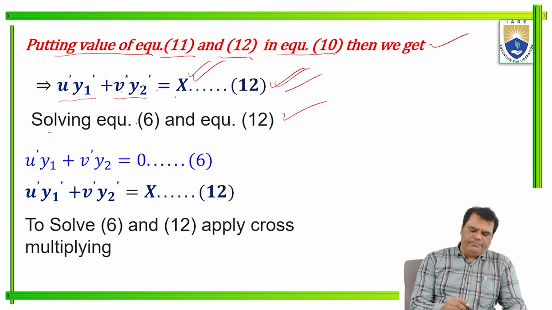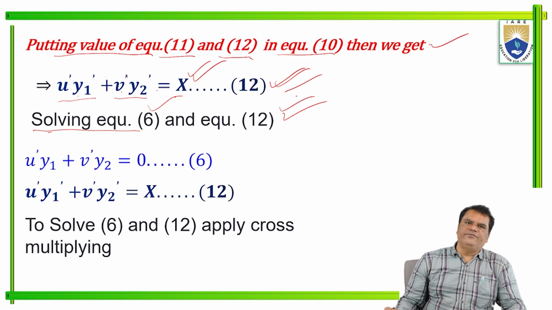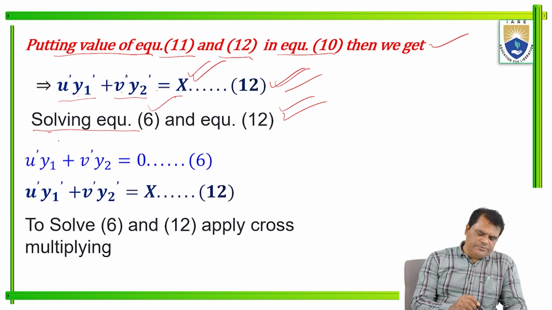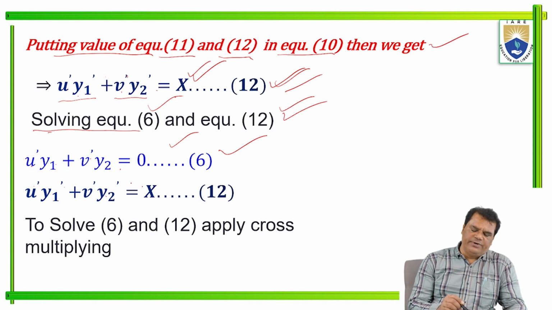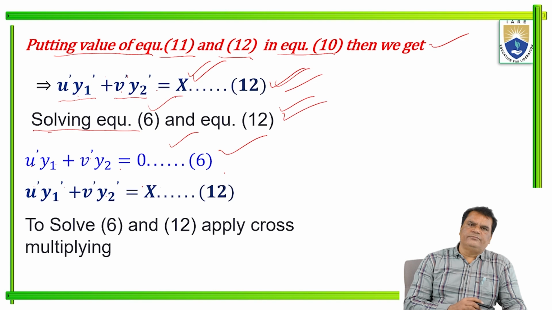This is equation 12. Solving equation 6 and equation 12, we get the value of u. u dash y1 plus v dash y2 equal to 0, this is equation 6. u dash y1 dash plus v dash y2 dash equal to x, this is equation 12. So to solve 6 and 12, apply cross multiplication.